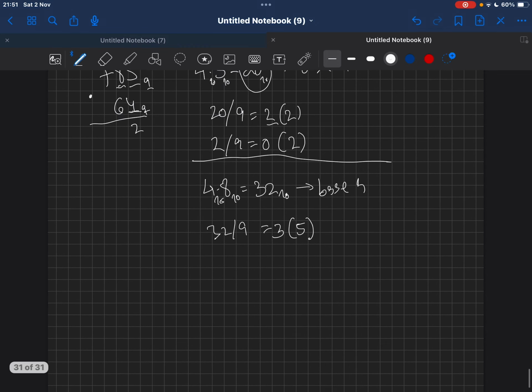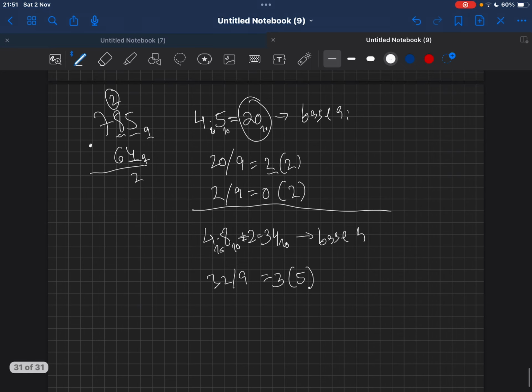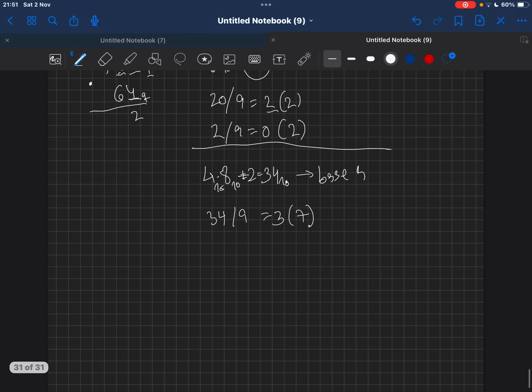How did I get to 7? This in 34. Oh, I forgot the 2 here. So this is not 32, it's plus 2, 34. Okay, I felt that something was wrong. Don't forget what we put here. So again, the remainder is not 5 but 7.